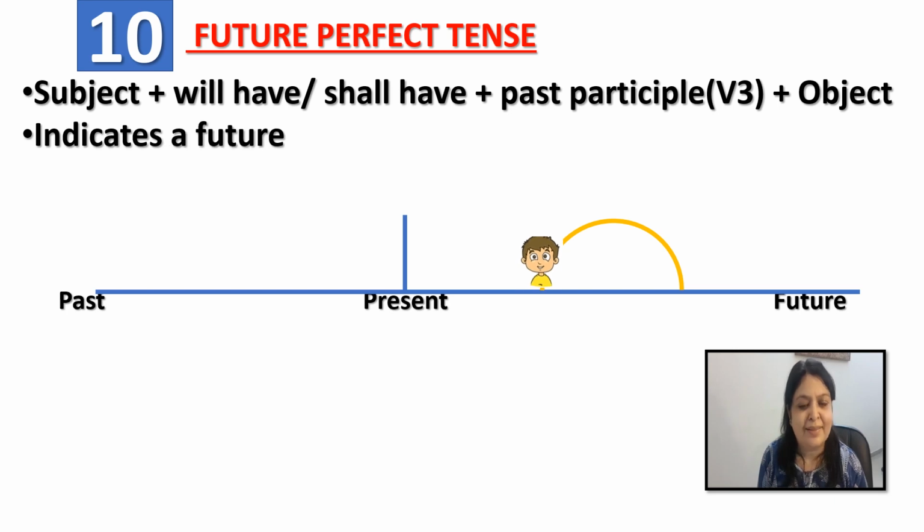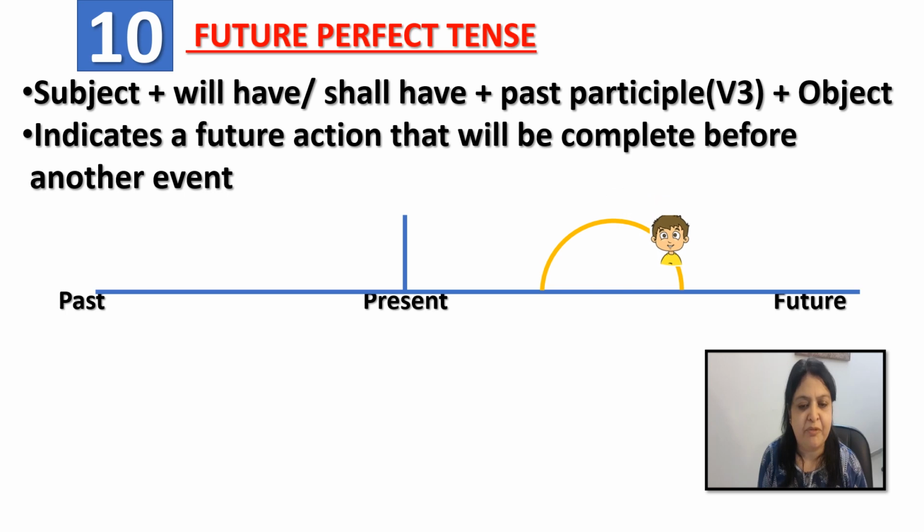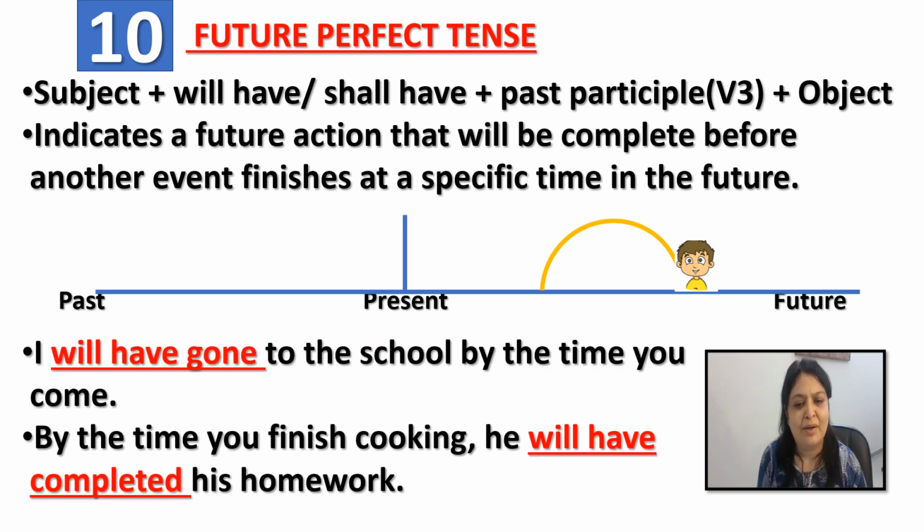ये क्या दिखाता है? It indicates a future action that will be complete before another event finishes at a specific time in the future. यहाँ पर हम दो या दो से ज्यादा एक्शन के बारे में बात करते हैं, तो हमारा सबसे पहला एक्शन जो फ्यूचर में कंप्लीट होगा उसके बारे में हम यहाँ बात कर रहे हैं. जब दो से तीन एक्शन होंगे तो जो सबसे पहला एक्शन हमारा फ्यूचर में कंप्लीट होगा हम उसके बारे में बात करेंगे.